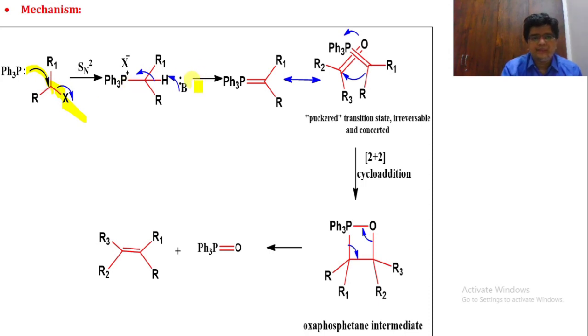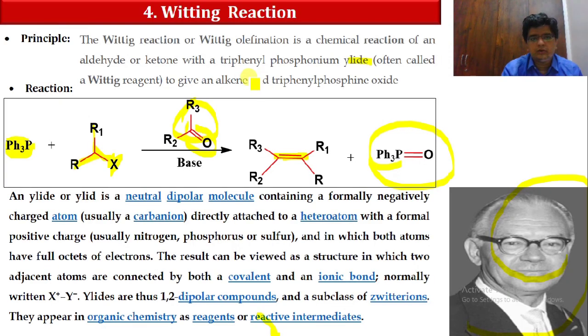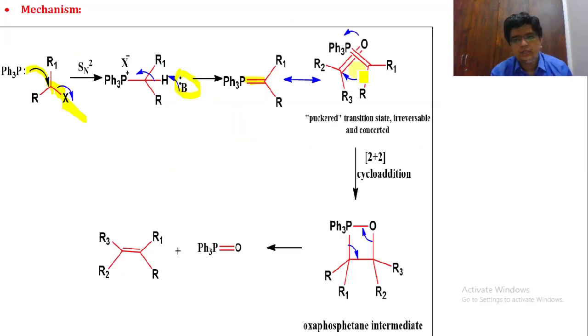Okay, so now here, that is a base. In the presence of base, this hydrogen will be removed from the reaction material. So here we are producing a double bond. So now this double bond will attack towards this ketonic compound. So now what will happen? So here we are producing a puckered structure, or we can say the transition state. This is the irreversible, or we can say the concerted mechanism. Concerted mechanism means a one-step reaction mechanism.